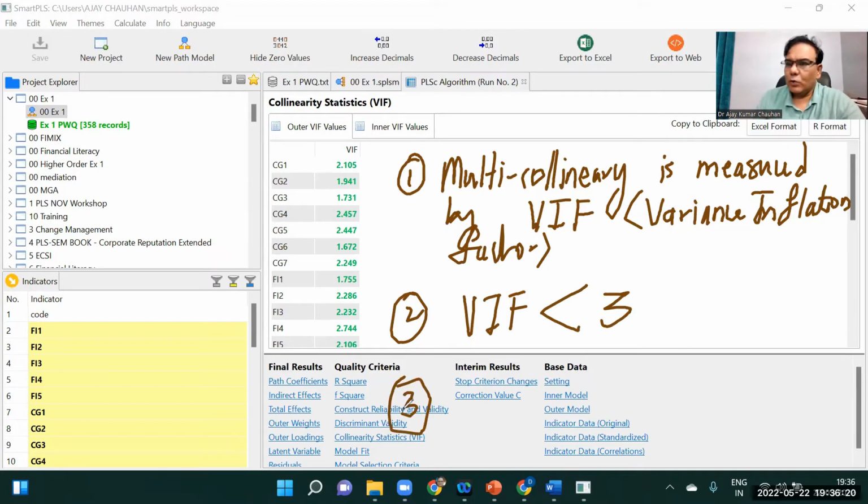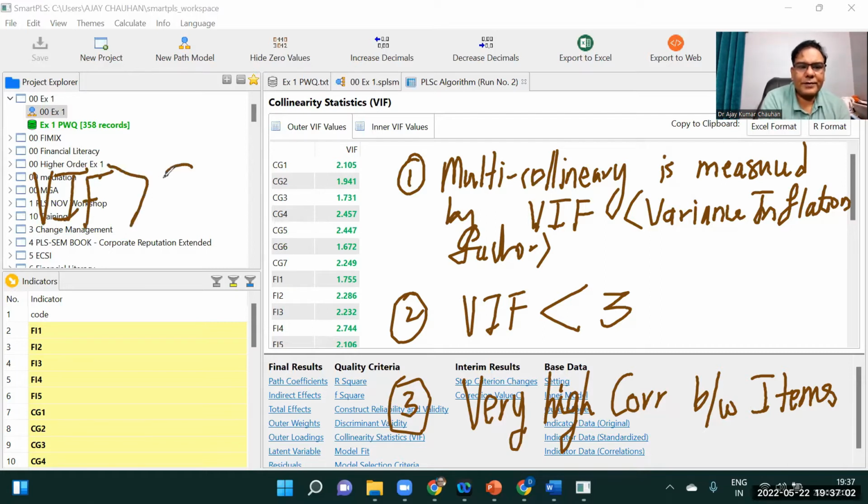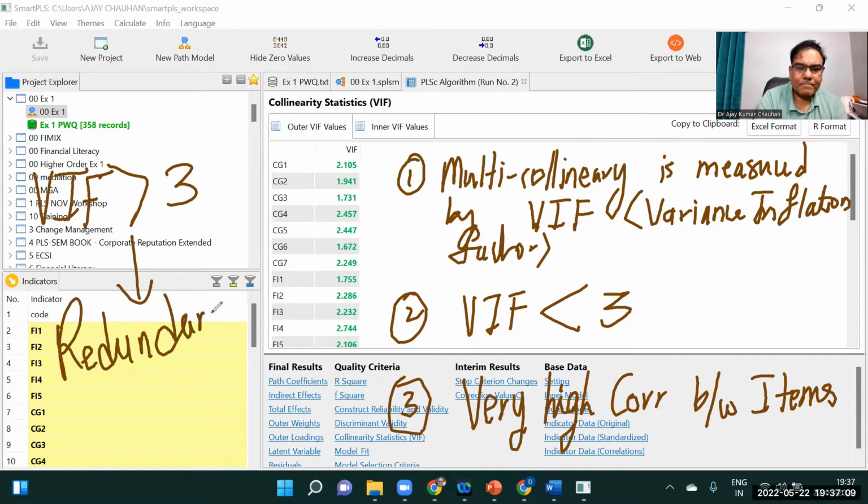And if you ask me what is multicollinearity, multicollinearity means very high correlation between items. So you also have to prove that your data must not have a multicollinearity problem. And if VIF is more than 3 in any item, so I should write here, VIF more than 3 in any item indicates redundancy and multicollinearity problem.